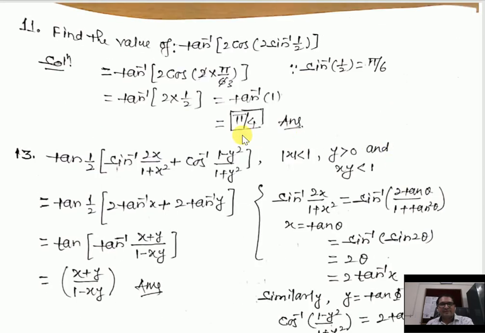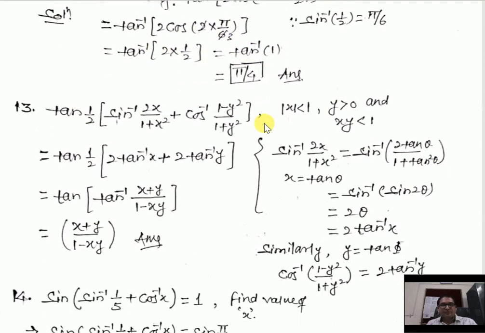Question number 11, find the value of tan inverse 2 cos 2 sin inverse 1 upon 2. Very simple. First you write the value of sin inverse 1 upon 2. Sin inverse 1 upon 2 will be equal to pi upon 6, and 2 into pi upon 6, so 6 divided by 2 is 3, pi upon 3. Now cos pi upon 3, what is the value of cos pi upon 3? 1 upon 2. 2 gets cancelled. Tan inverse 1, that is pi upon 4.